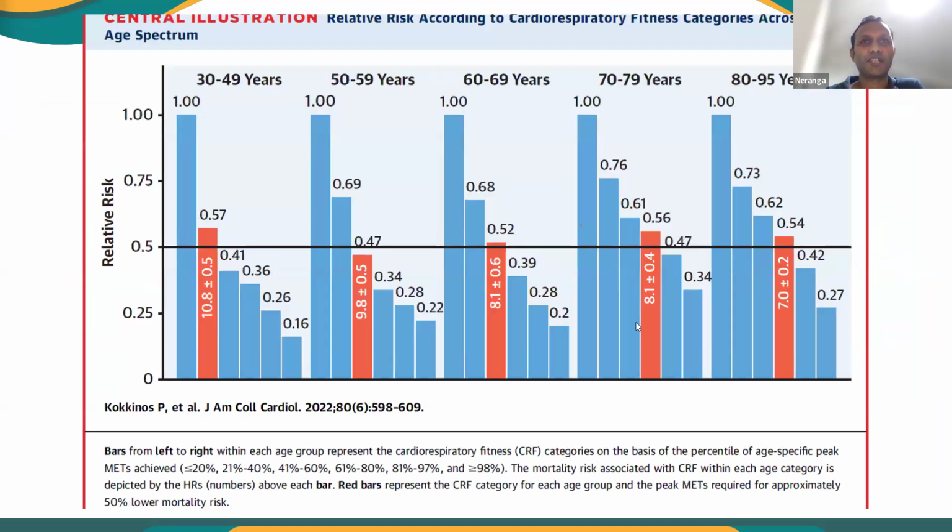So it's very important. And if you take the metabolic equivalents (METs) we have to achieve with exercise, usually the average is around 10.8 METs for ages 30 to 49. But for the 70 year olds, if you have 8.81 METs, the relative risk reduction is more than 50%.